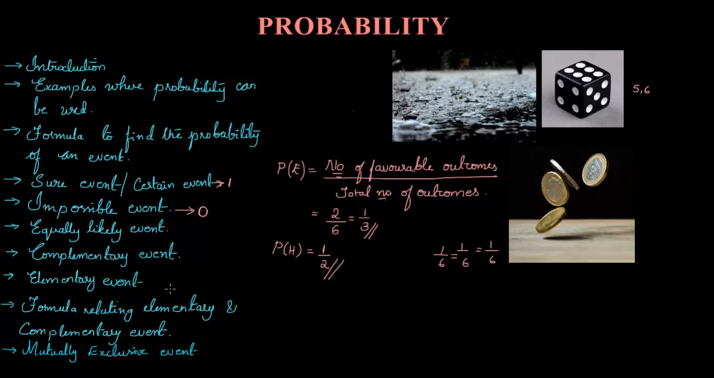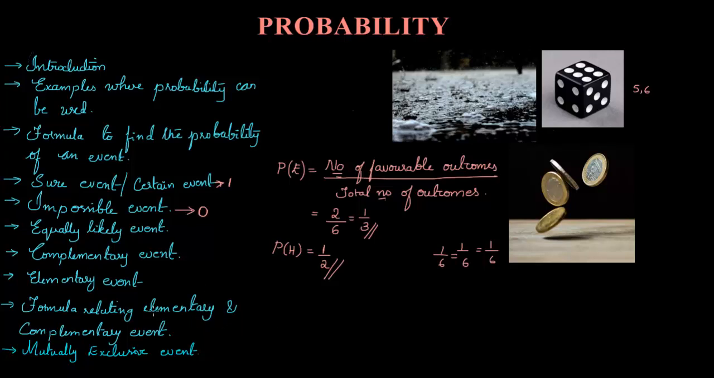Then elementary event. Elementary event is nothing but the probability of having one event at a time. Obviously, when you are tossing a coin or rolling a die, only one event will happen at a time. So that is nothing but your elementary event.